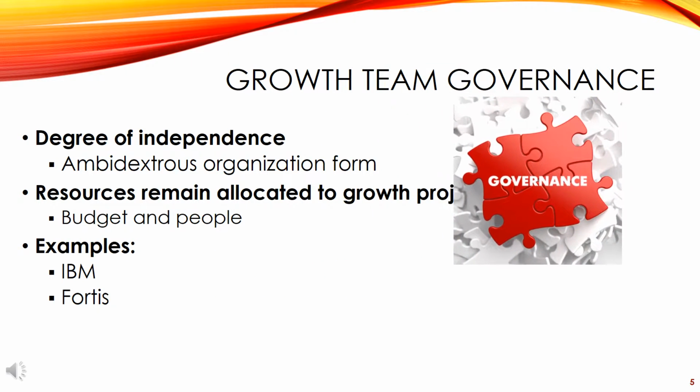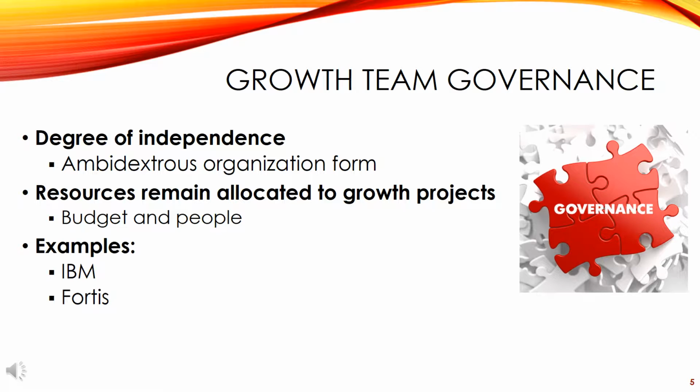It is important that growth teams have independence from the normal firm structure and reporting schedule. This structure has been referred to as an ambidextrous organizational form. And this independence should also be exercised in resource allocation, meaning budget and human resources. As you can appreciate, it's very easy to take resources from a non-core initiative when resources become scarce in an organization, and we see this all the time, but in order to grow, these resources need to remain in place.